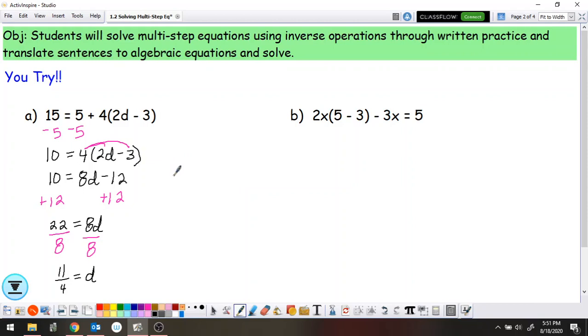And if we check, it'll be a little bit messy. Actually, it won't be too bad. I'll show you real quick how we can check this. 15 equals 5 plus 4 times 2 times 11 fourths minus 3. We're checking, does 15 equal that?